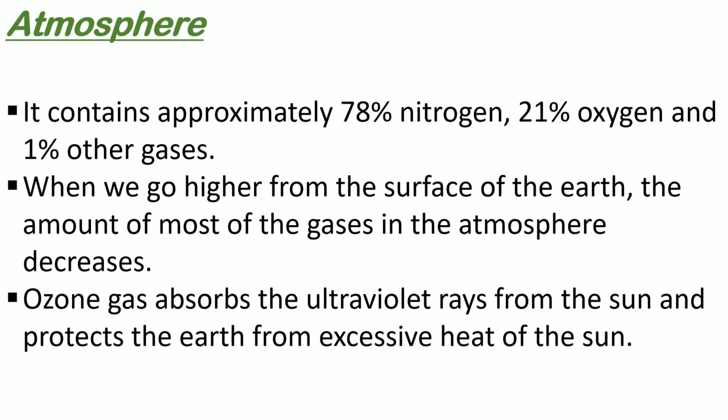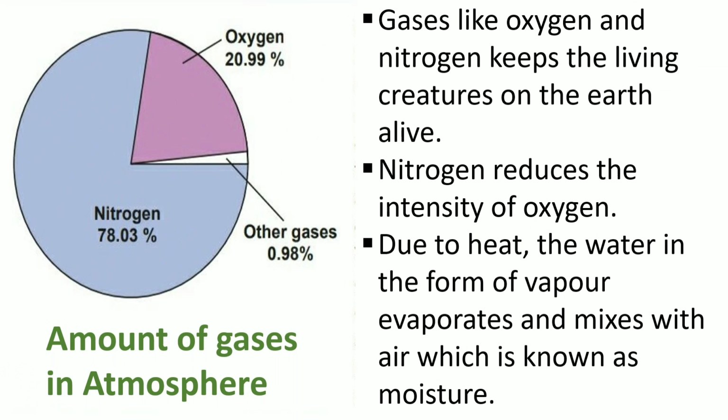Ozone gas absorbs the ultraviolet rays from the sun and protects the earth from excessive heat of the sun. Solar radiation and the ultraviolet rays can be blocked by ozone gas, which helps protect us from various kinds of skin diseases and skin cancers, etc. So ozone gas is very useful to us. The atmosphere as a whole is very useful, and the gases which we saw in the atmosphere are also life-giving gases. In the atmosphere, gases like oxygen and nitrogen keep the living creatures on the earth alive.